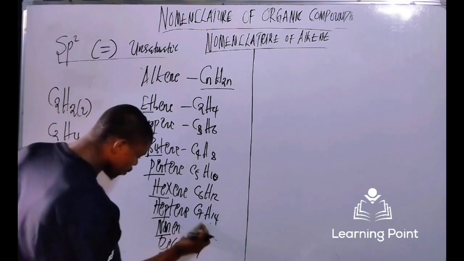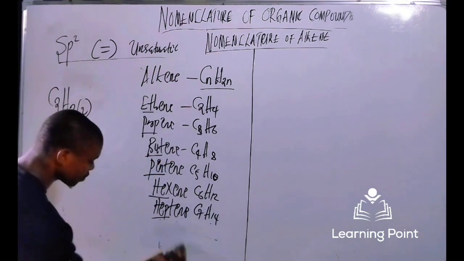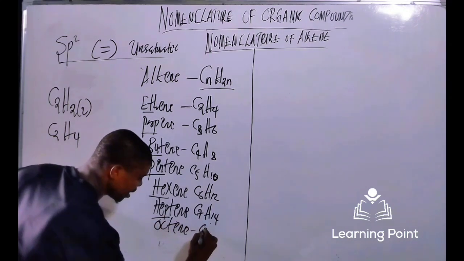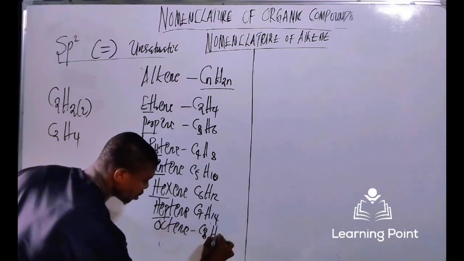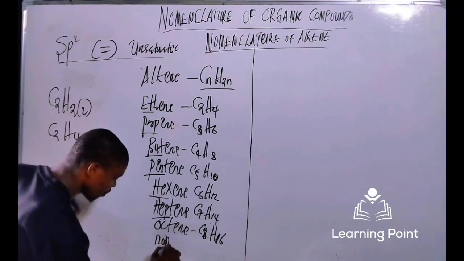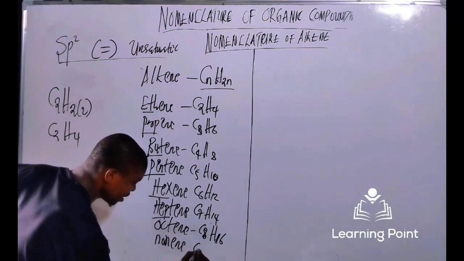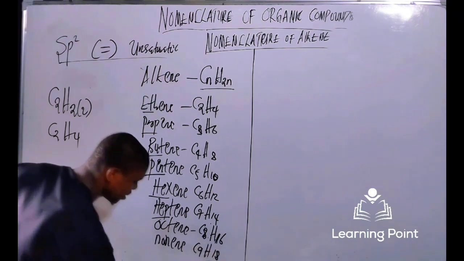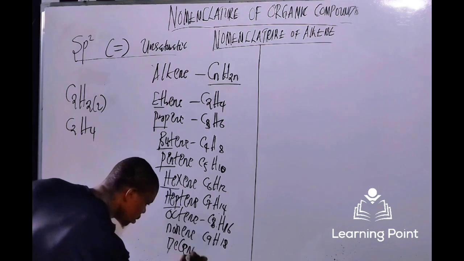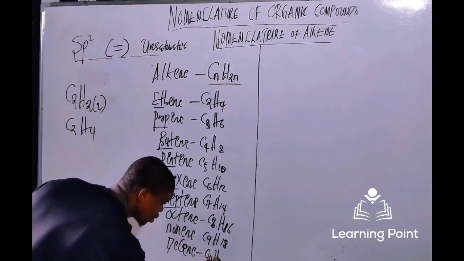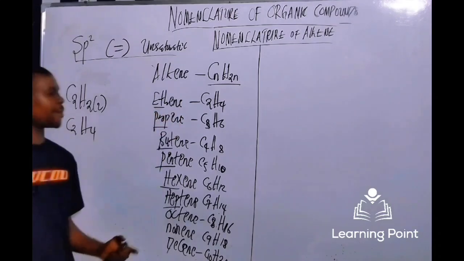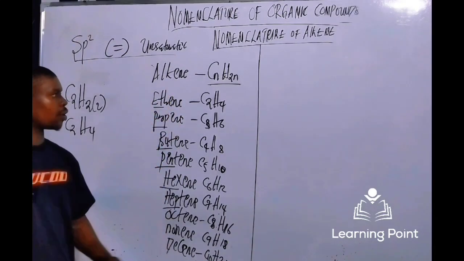Oh yeah, you have octene. Sorry, I skipped one. Octene, which is C8H16. Here we have nonene, which is C9H18. Then here we have decene, which is C10H20. So these are the things you need to know for the first 10 members of the alkenes.